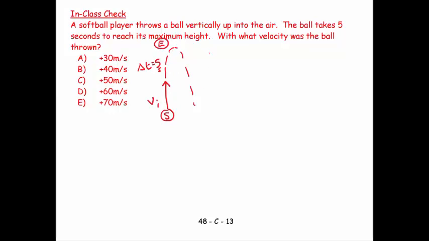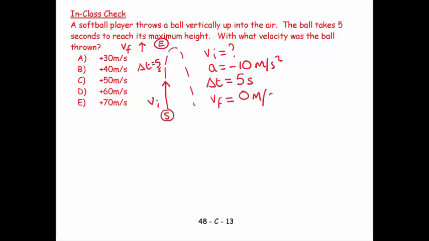So let's make a list. The list says Vi equals, I don't know. A, of course, is always equal to minus 10 meters per second squared in a free fall problem. My duration, my time interval, I'm told is equal to 5 seconds. And what else do I know? Oh yes. It's not given, but I know the final velocity. If I end my journey at the top, my final velocity is equal to 0 meters per second.